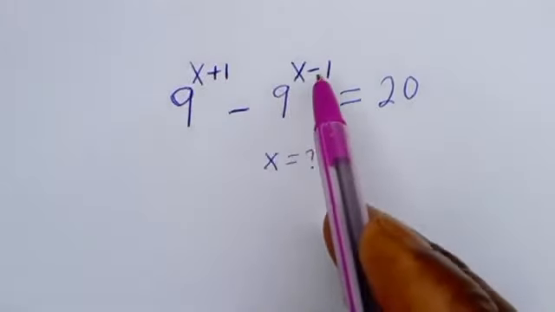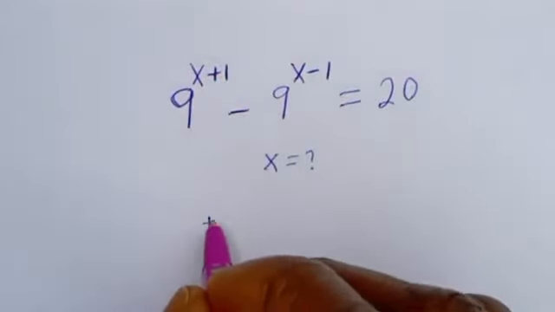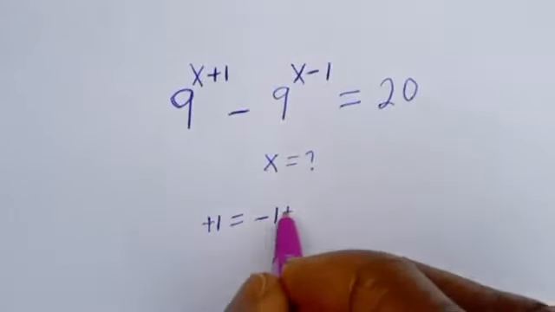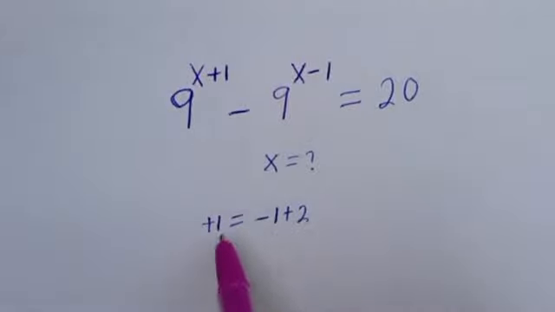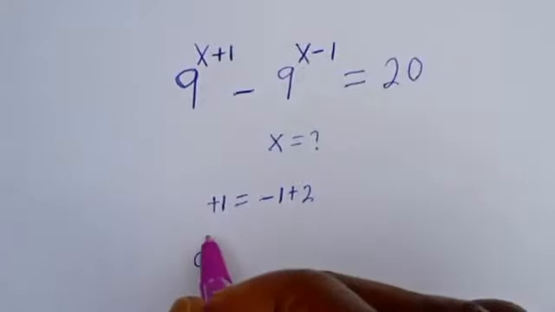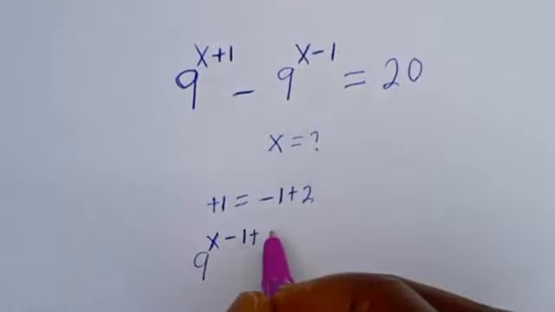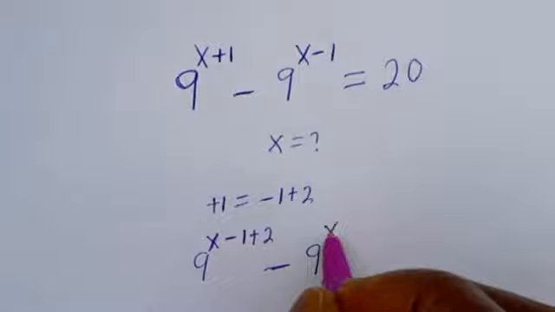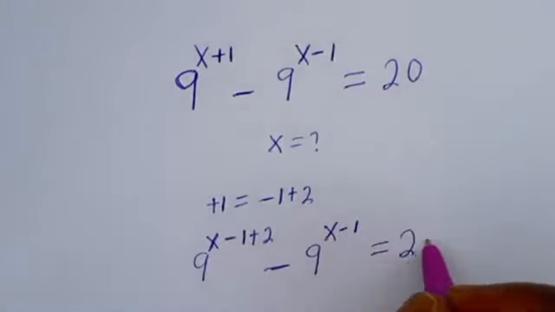How to solve for x in this equation: 9 to the power of x plus 1, minus 9 to the power of x minus 1, is equal to 20. Now let's see, this plus 1 can be written as minus 1 plus 2, and minus 1 plus 2 will give you plus 1. Then we can substitute this for this, that is 9 to the power of x minus 1 plus 2, then minus 9 to the power of x minus 1 is equal to 20.